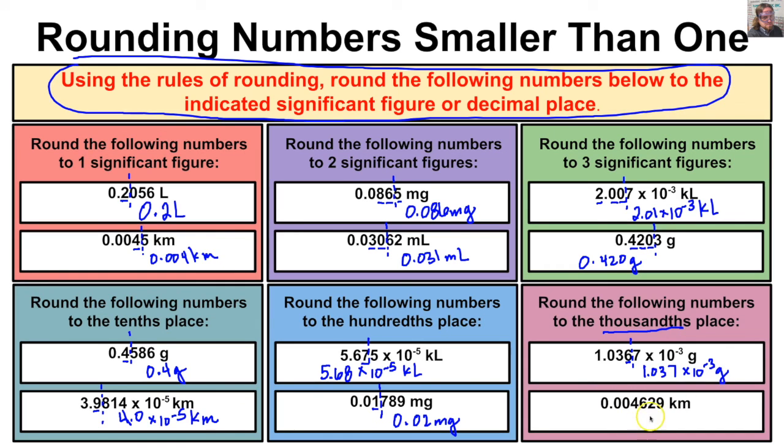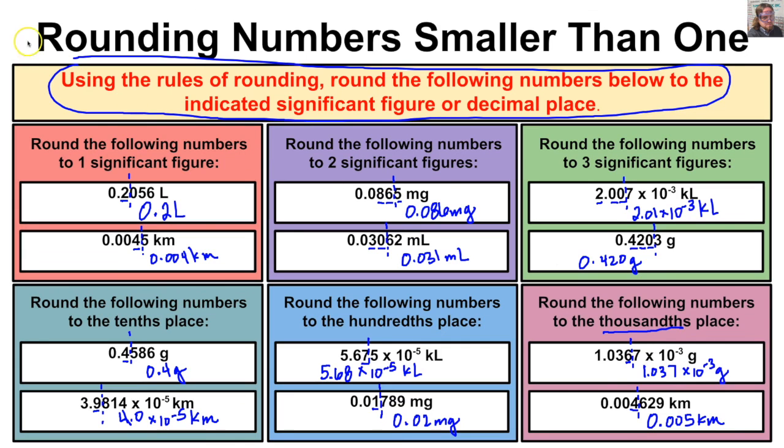What about right here? Where is our thousandths place? Here's the tenths, here's the hundredths, here's the thousandths place. We'll look one past our thousandths place, and it is a 6. This 6 is going to round this 4 up to a 5 for 0.005 kilometers. So that's how we're going to go ahead and round.